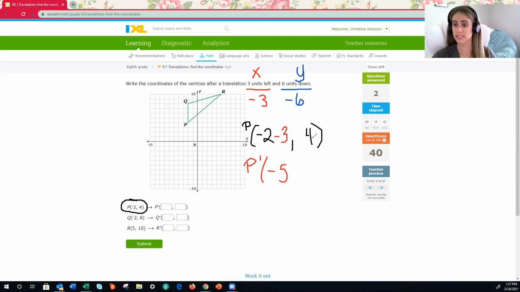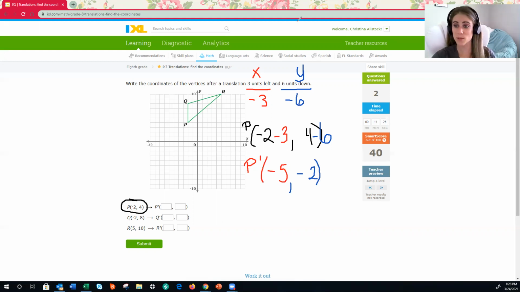And then it's also translated 6 units down, which means we need to subtract 6 from our Y value. What is 4 minus 6? Well, in this case, they have different signs. The 4 is positive, the 6 is negative. That means we subtract them and take the sign of the bigger number. 6 minus 4 is 2. 6 was bigger, and 6 was negative. Therefore, our answer is -2. And that right there is the coordinate of P prime.